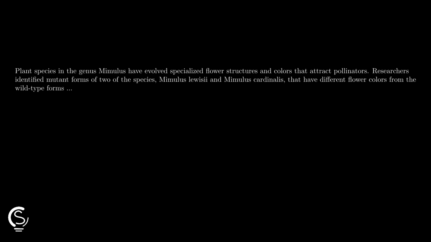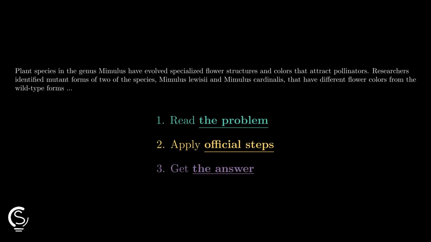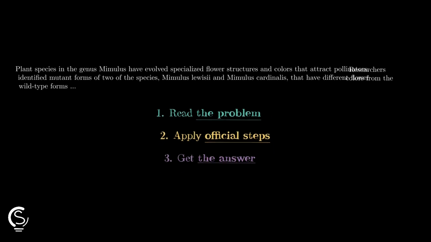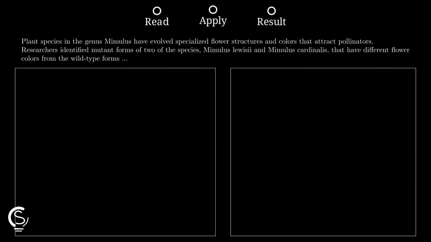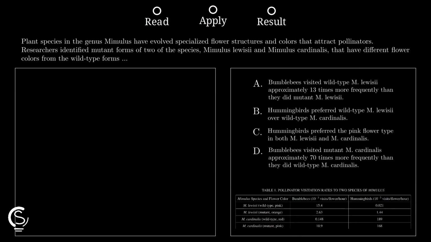Pollinator tables get sneaky fast, but this one cracks quickly if you compare exactly who visited which flower and test each statement against the data. To check these choices, focus on the exact species, pollinator, and flower type named in each statement. Then compare the matching table entries instead of guessing from color words alone.